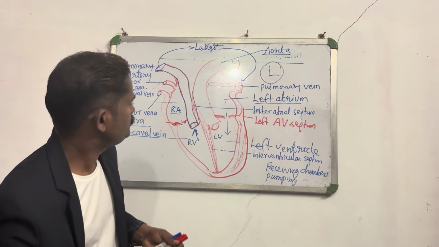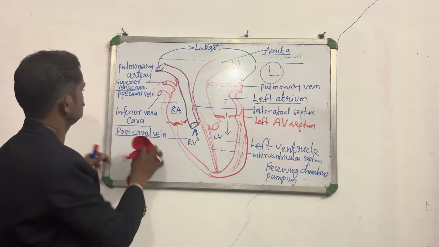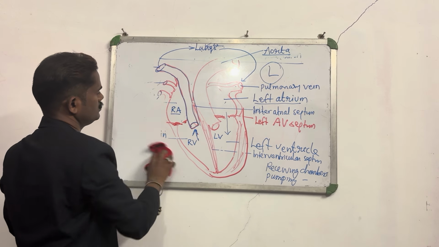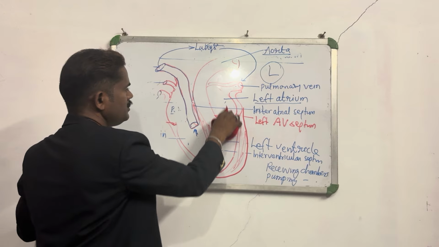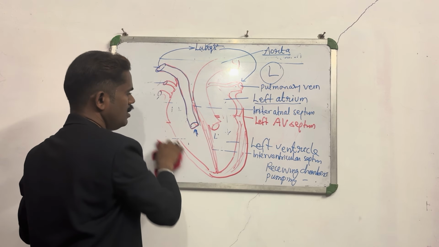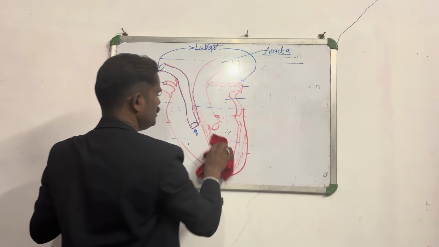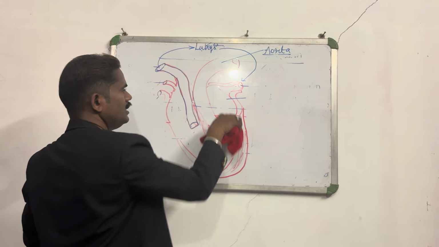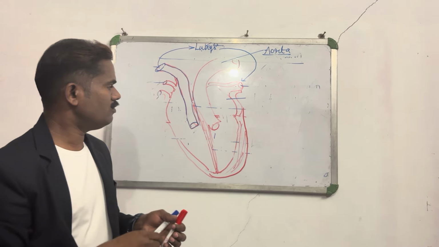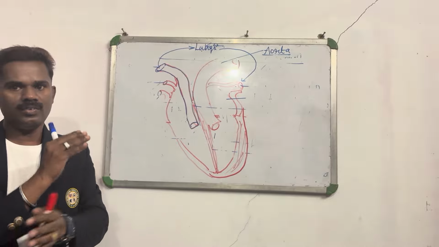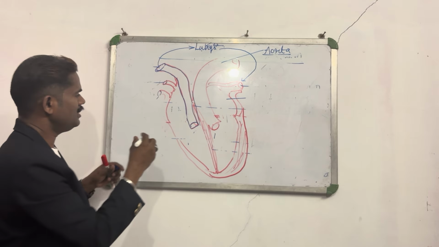And now we have to study about the valves, important valves. In order to control the flow of blood in a single direction, there are valves in our heart. Valves always help to allow the blood to flow in a single direction.